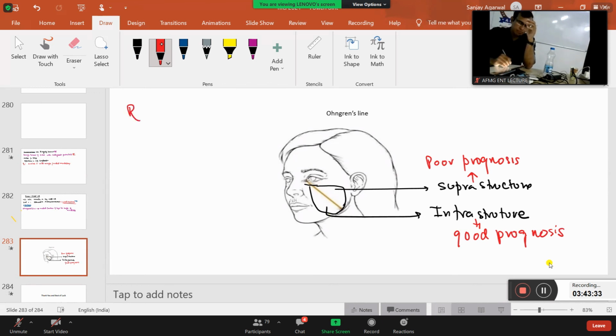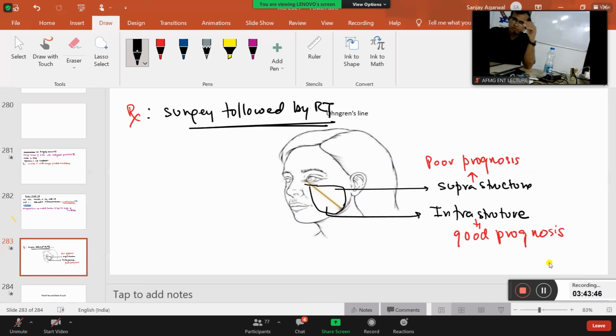But treatment is the same for all maxillary carcinoma, which is surgery followed by radiotherapy. So for most of the maxillary carcinoma, you have to do surgery and you give radiotherapy also. Surgery followed by radiotherapy. So this is what you have to know about sinonasal carcinoma.